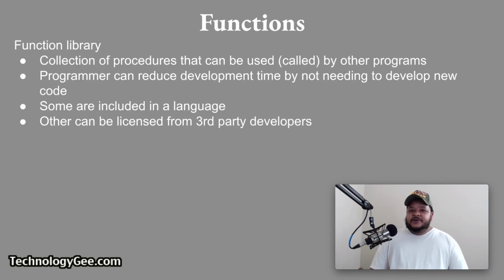A function library is a collection of procedures that can be used or called by other programs. By using a function library, a programmer can reduce development time by not needing to develop new code to perform a particular task. Some function libraries are included in a language, but others can be licensed from third-party developers.